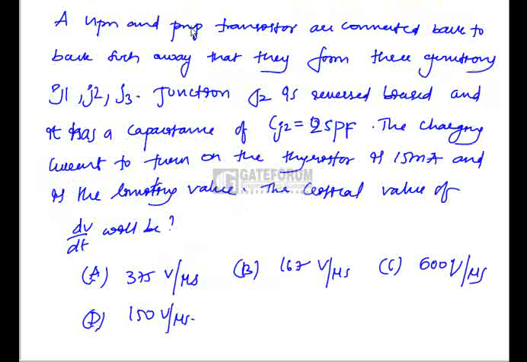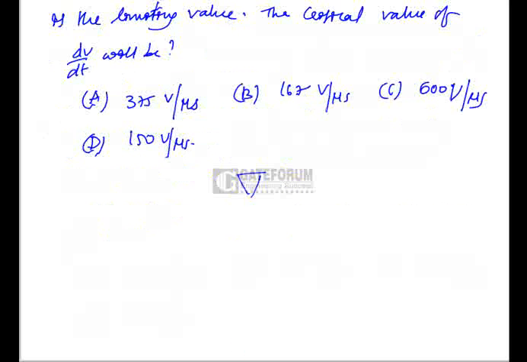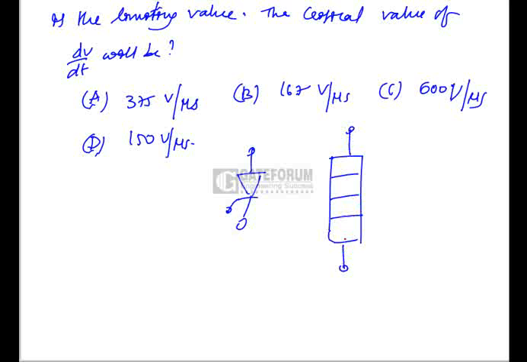A NPN and PNP transistor are connected back to back in such a way that they form three junctions. Okay, he has given a thyristor. NPN transistor and PNP, they are connected back to back. They will form a thyristor. Thyristor has 4 layers and it is a 3 terminal device: anode, cathode and gate. And back to back transistors will form this one, PNPN layers.